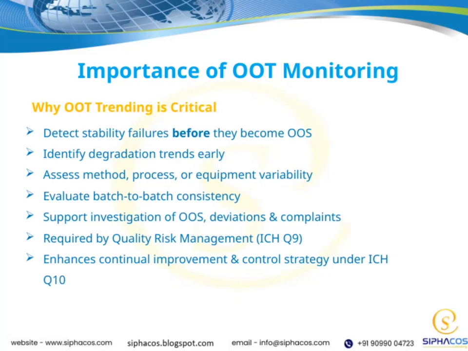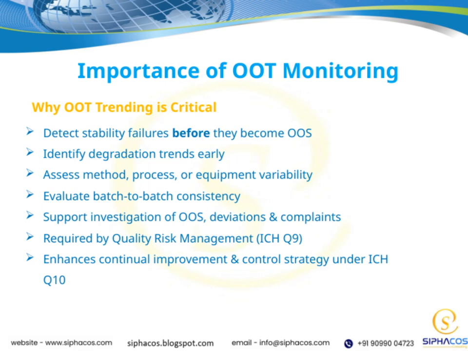Let's talk about why OOT trending is so critical in our quality management process. First, it helps us detect stability failures before they turn into out-of-specification issues, giving us a chance to act early. By identifying degradation trends early, we can prevent bigger problems down the line. It also allows us to assess variability in our methods, processes, or equipment, ensuring everything stays within acceptable limits.